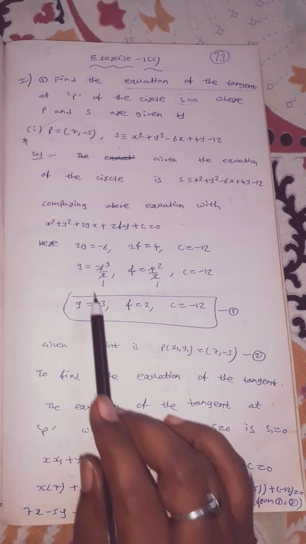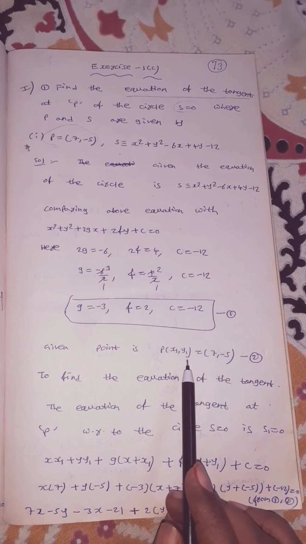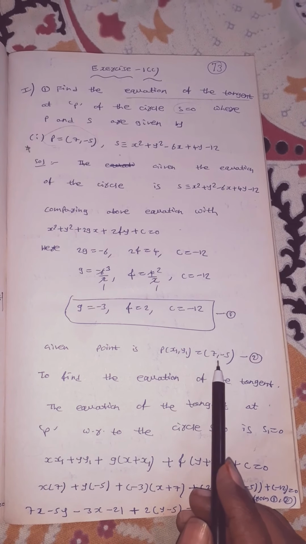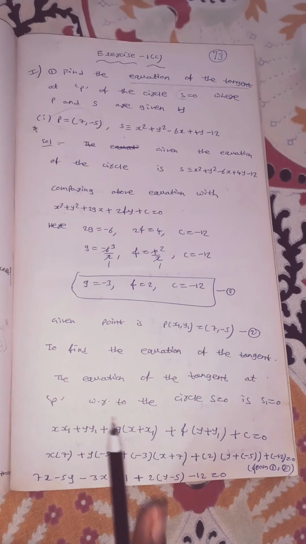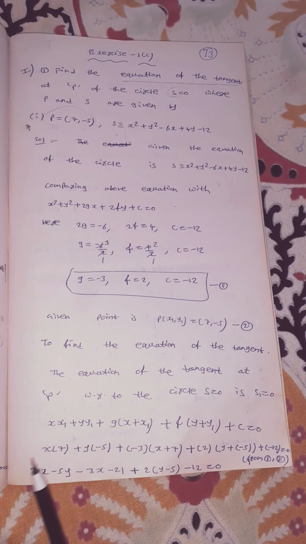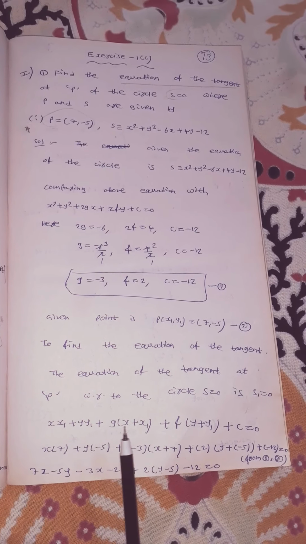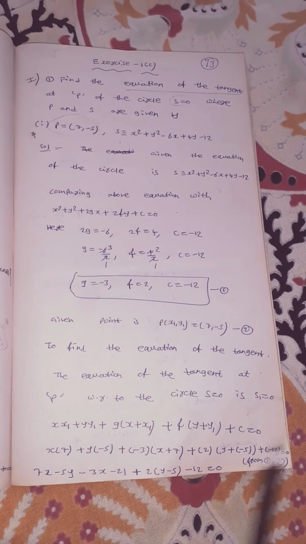Sending the 2 to that side, multiplication becomes division, so g = -3, f = 2. The given point is P(x1, y1) = (7, -5), and it asks to find the equation of the tangent. The equation of the tangent at P with respect to the circle is S1 = 0, that is x·x1 + y·y1 + g(x + x1) + f(y + y1) + c = 0.